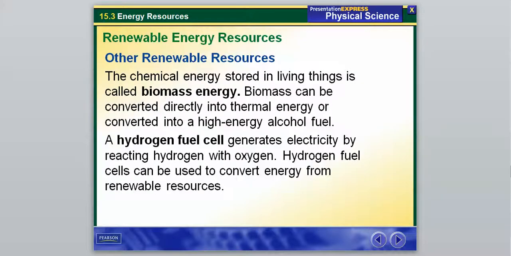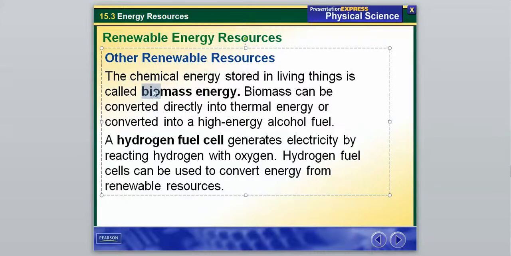And a couple other renewable resources is one that's known as biomass energy, and this is the energy that is actually stored in living things. So we all have energy stored in us, and you'll learn next year that bio means life, so that's how you can kind of tell that's the energy of living things. And this can be converted directly into thermal energy or converted into high energy alcohol fuel. So ethanol is an example.